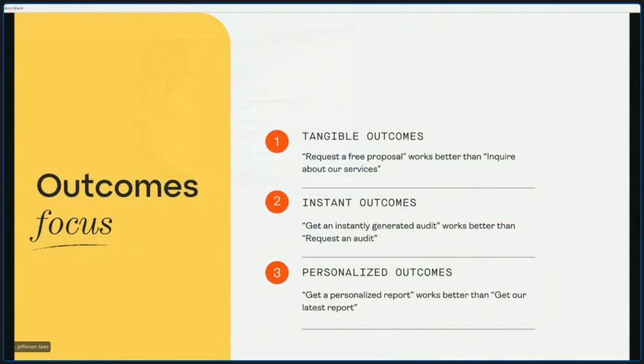So this would be things like, instead of saying inquire about our services, you say request a free proposal, right? Inquire about our services is kind of an ethereal idea. Ask us about what we do, that's a conversation. That's not a physical thing. Request a free proposal seems like it has some malleability to it. Is that the right word? Tangibility to it. Yeah. Malleability.